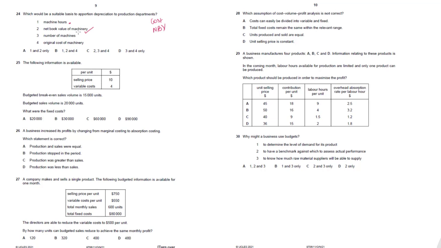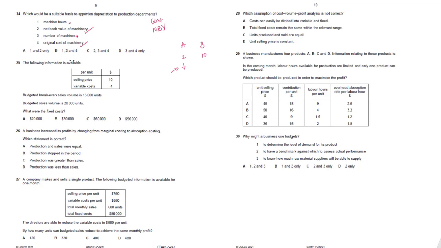Number of machines. Again, this is not a very good way of apportioning depreciation. Why? Because let's say department A and B. Department A has just 2 machines, department B has 10 machines, but the overall value of the 2 machines is much greater than the overall value of 10 machines. In that case, obviously more depreciation should be apportioned to department A and less to department B. So this is again doubtful. I will not consider this a suitable method. Original cost of the machine, yes, that can be used. So the correct options would be 2 and 4 for me.